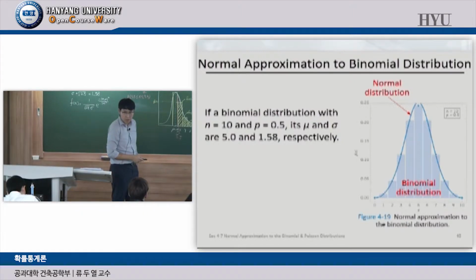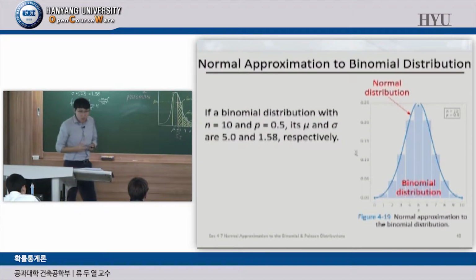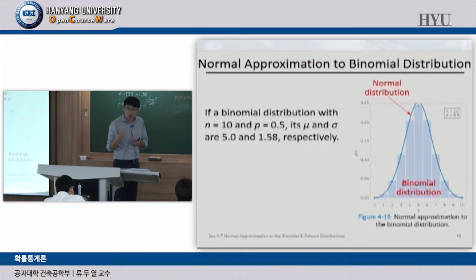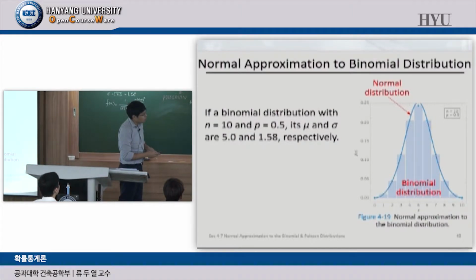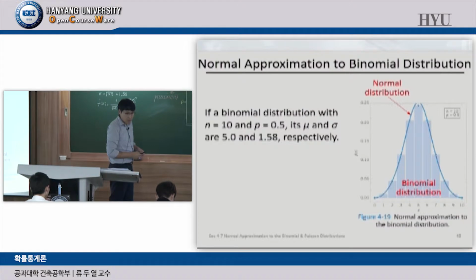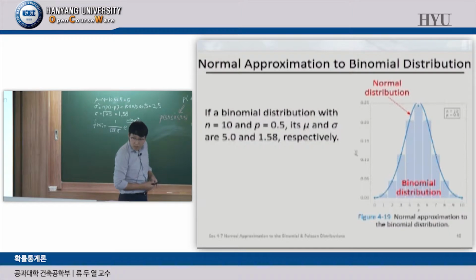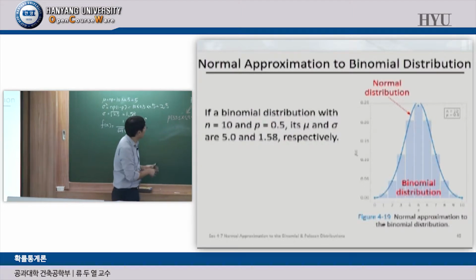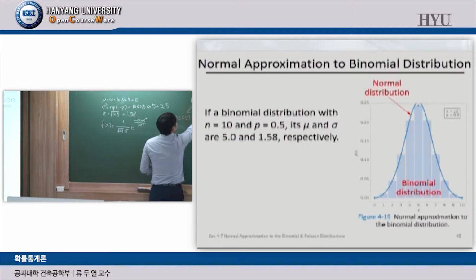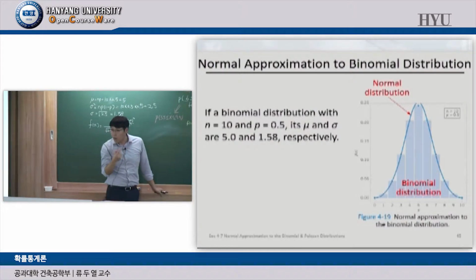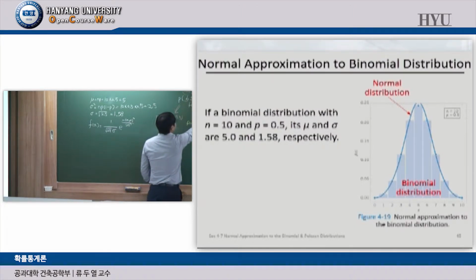Okay? So in this case, we are going to use the appendix table based on the standardizing, right? But at the first time, we have to change the binomial distribution to the normal distribution, right? And to improve the accuracy of this normal approximation, we have to subtract 0.5 here and add 0.5 here. So this is called the correction factor, okay?